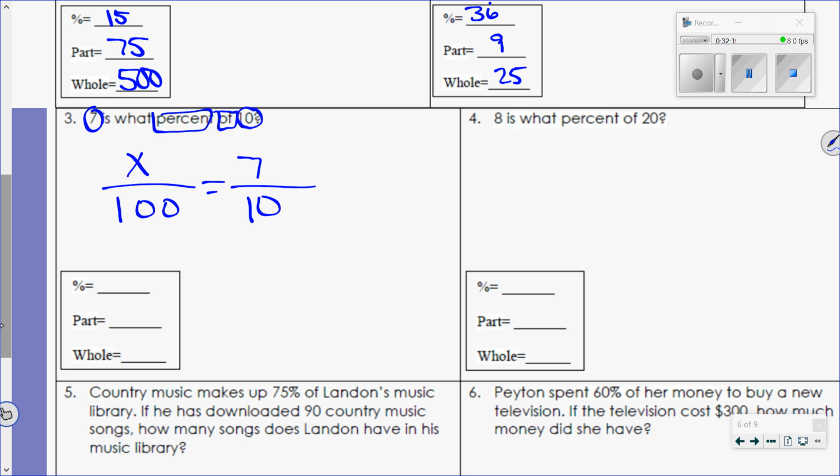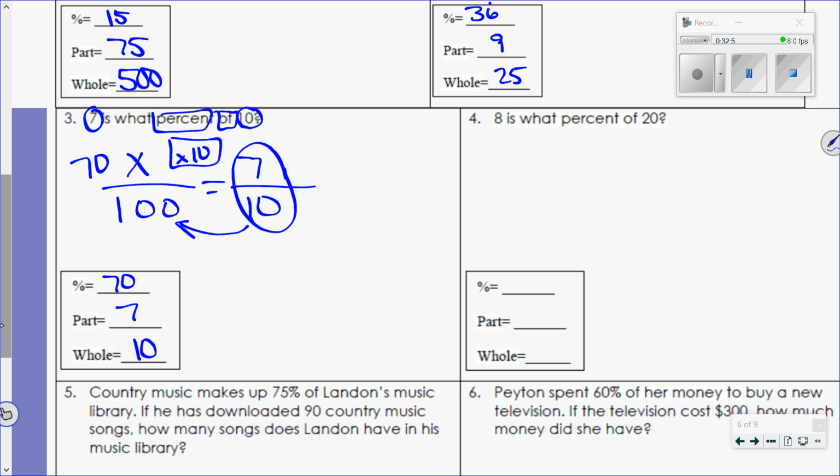7. Okay, now here's where it gets a little tricky. Now both my numbers are on this side. So I'm actually going the reverse way on this. So don't let that mess you up. How do I go from 10 to 100? Times 10. So guess what I do to the 7? Times 10, which is? So my percent is, my part was, my whole was, beginning to make more sense?